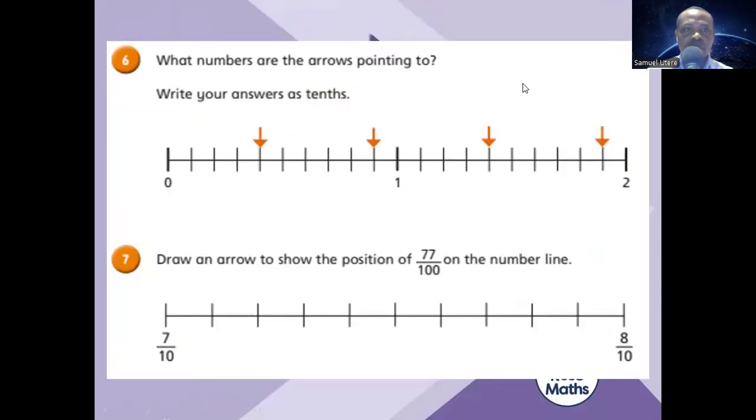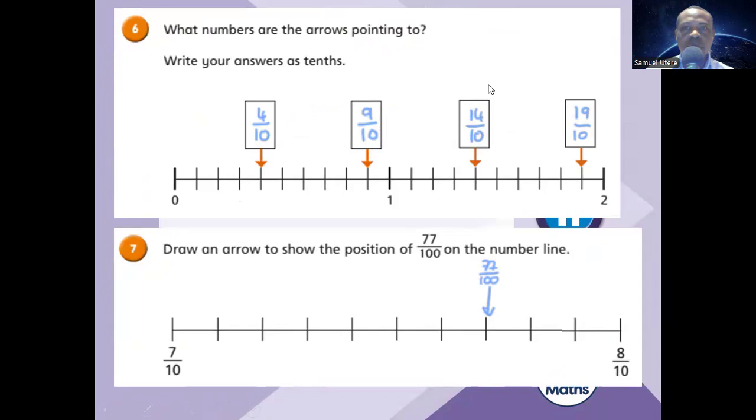Question 6 and 7. Pause the video and answer questions 6 and 7 in 4 minutes. Here, assuming you paused the video and worked through the questions, here are the answers. Let's discuss them. Here you were asked to write your answers as tenths. So you were asked what numbers the arrows are pointing to.